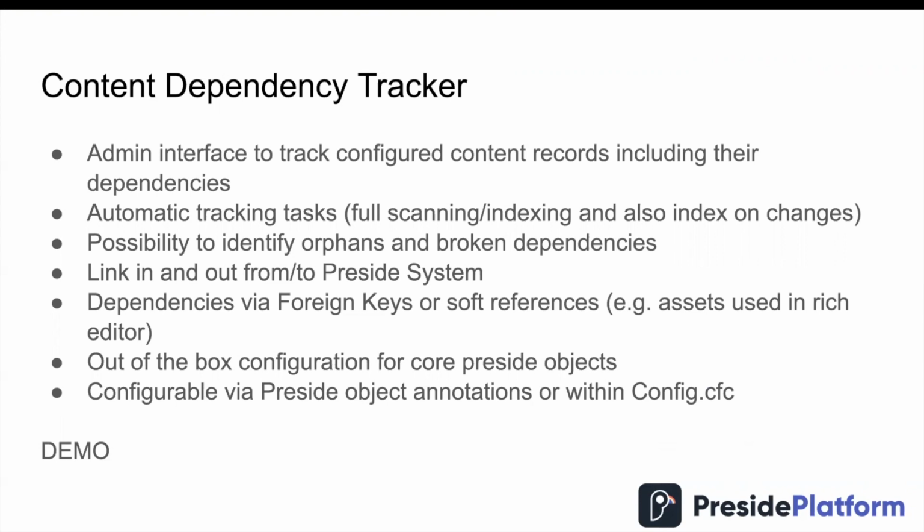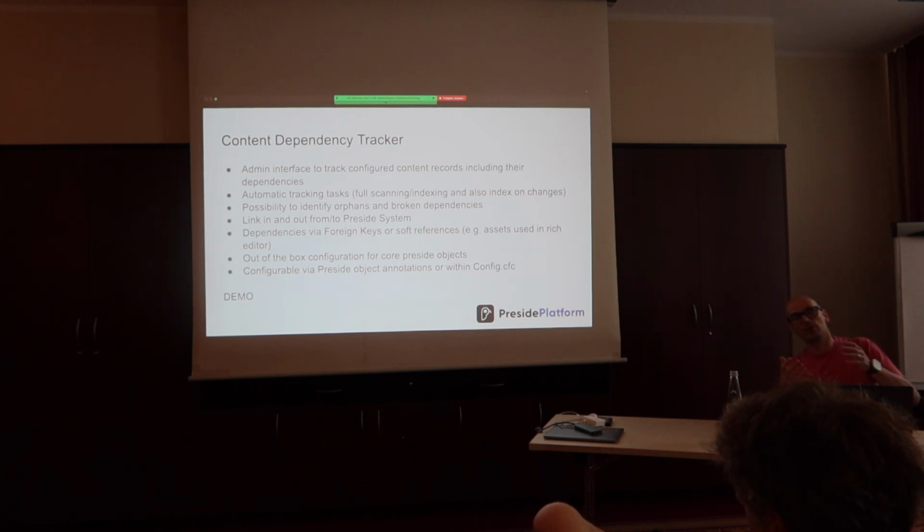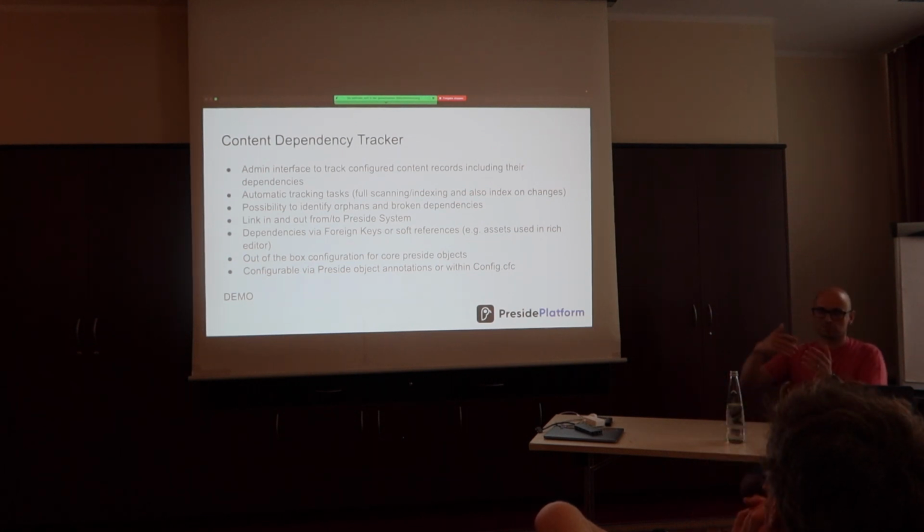And it's quite neat because you can find these orphaned records, specifically broken dependencies, which can easily occur in the system. It can do that not only on the database foreign key level, but also on soft references. If in a rich editor you use an asset or a link, or a widget which uses a Preside object, for instance, content library content used in a widget in a rich editor in some page.